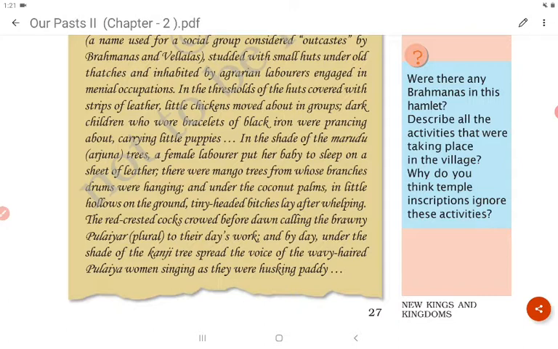Were there any Brahmanas in the hamlet? Describe all the activities that were taking place in the village. Do you think temple inscriptions ignore these activities?